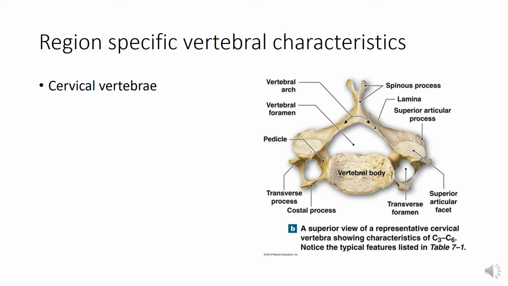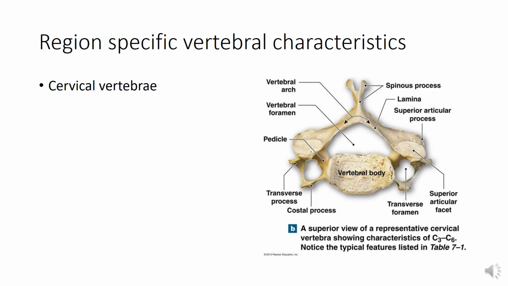Region specific vertebral characteristics. As I have told you, there are five regions: the cervical region, the thoracic region, the lumbar region, the sacral region, and the coccygeal region. First of all, we will do the cervical vertebrae. These are the smallest vertebrae.